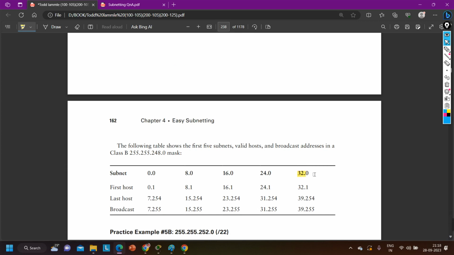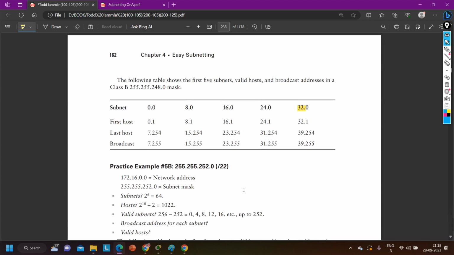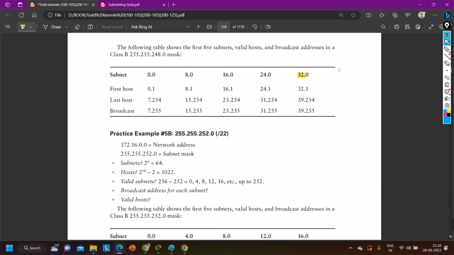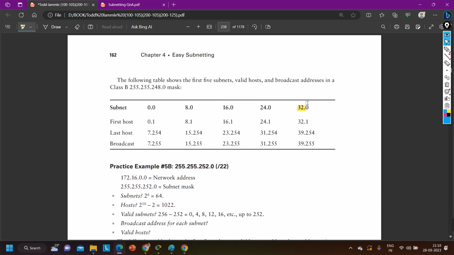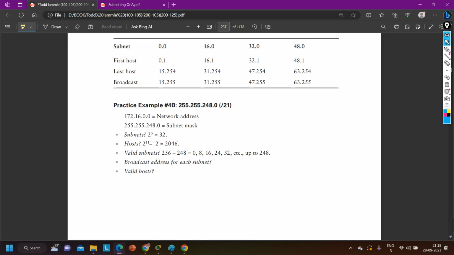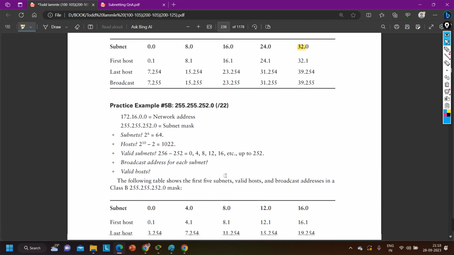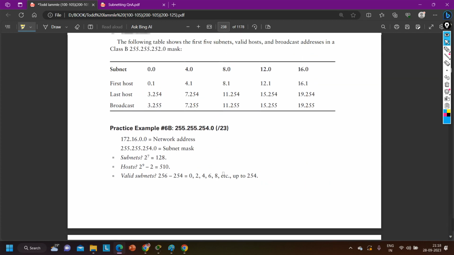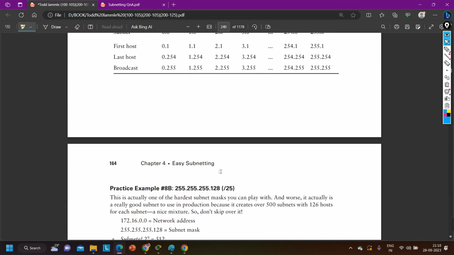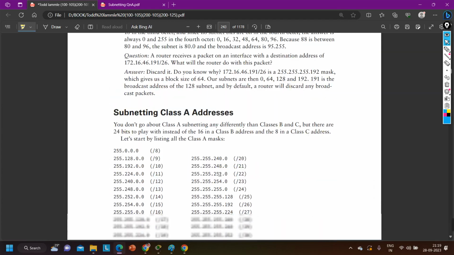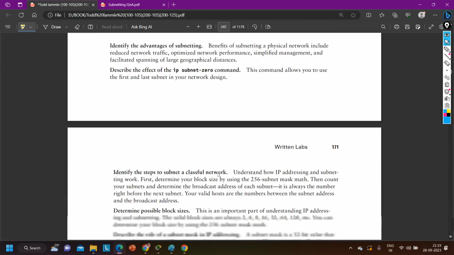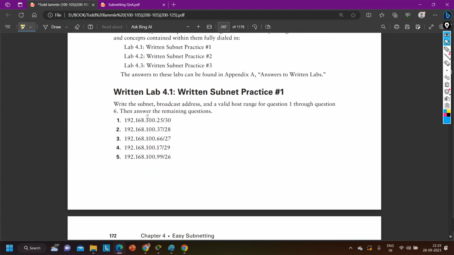24. 32. Here there is some problem. I think we have not completed this. Number of networks is 2 to the power 5. That is fine. Valid hosts are around 2000. You can see the valid host formula like these things. Okay, leave it for now. With slash 23, 24, class A, and finally we will have questions. Yes, here is the question. First question.